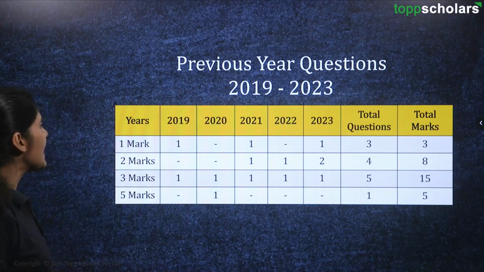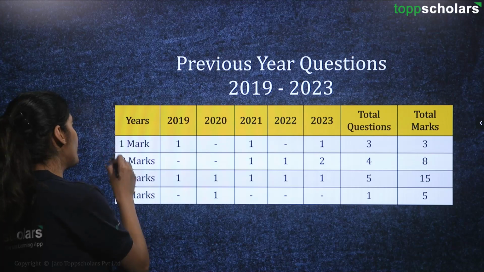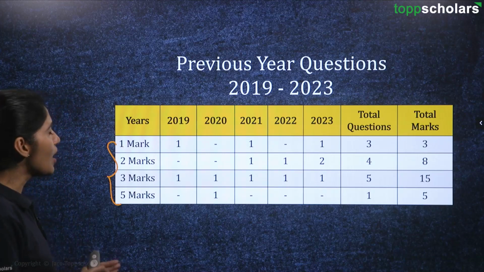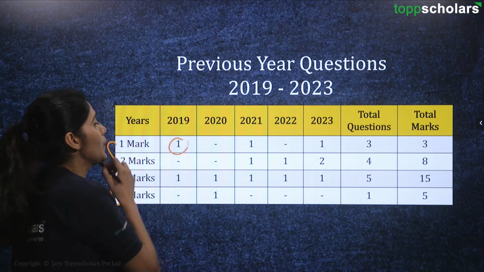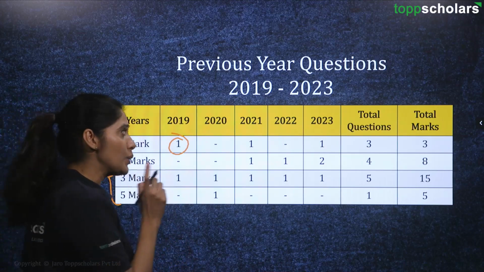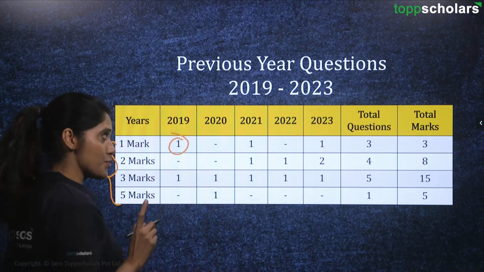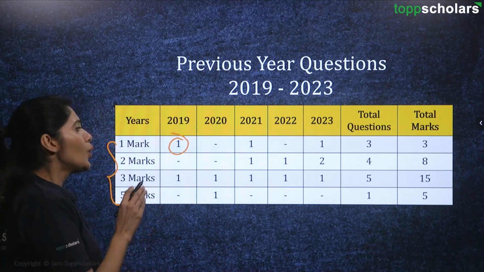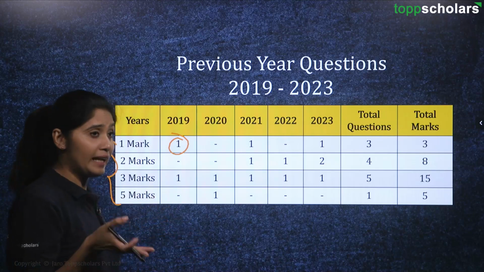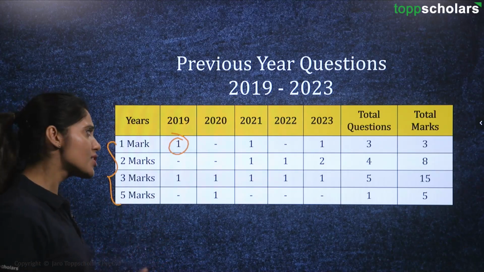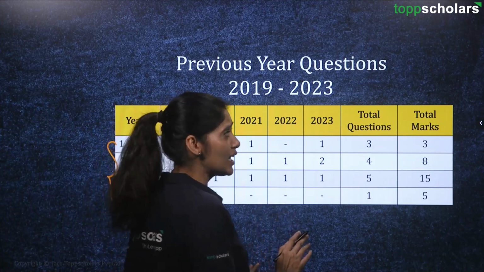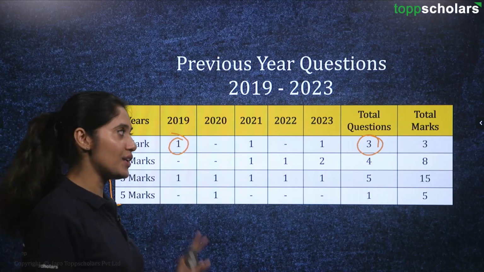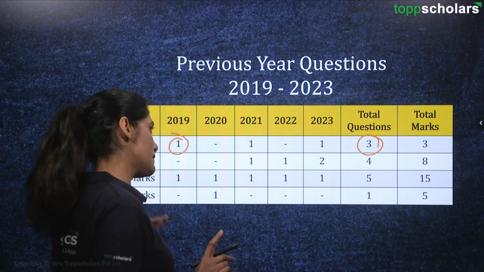As you can see, we have had a marking scheme from 1 mark to 5 marks. In 2019 one question for 1 mark was asked, one question was asked for 1 mark in 2021 and another 1 mark question was asked in 2023. So every alternate year we have been getting a 1 mark question from this chapter. So total questions we are going to discuss here of 1 mark are 3, covering 3 marks.